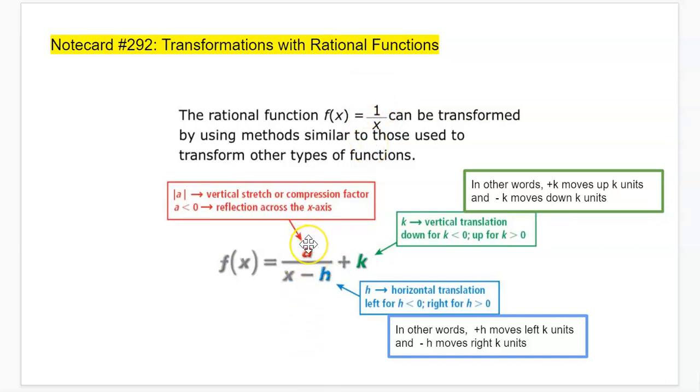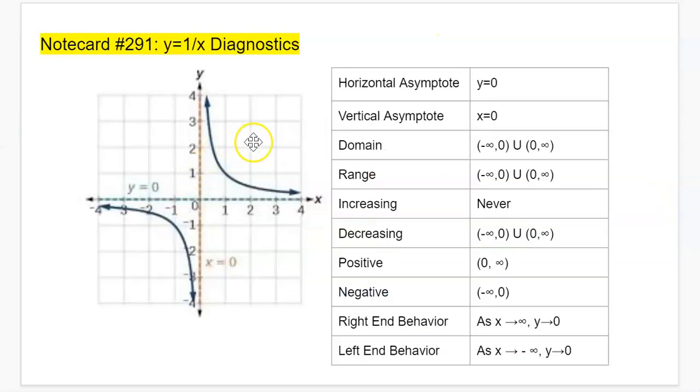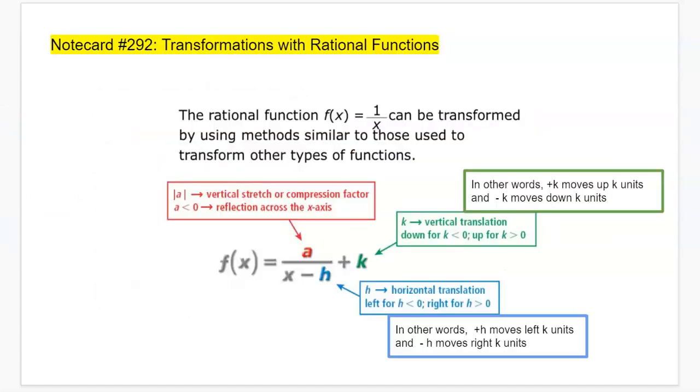Whatever a is, normally it's 1, but if it's 4, that means it's a vertical stretch. If it's 0.2, that means it's a vertical compression. You're really not going to see anything that's a compression in Math 2. And then, of course, if it's negative, you have a reflection across the x-axis. So instead of your branches being in the first and third quadrant, they'll be in the second and fourth. And we do have an example of that later.